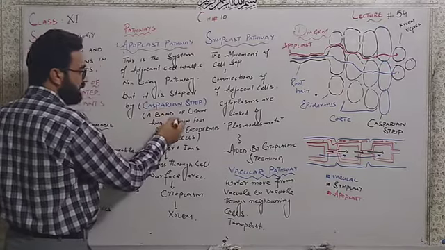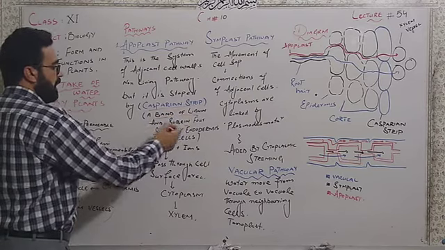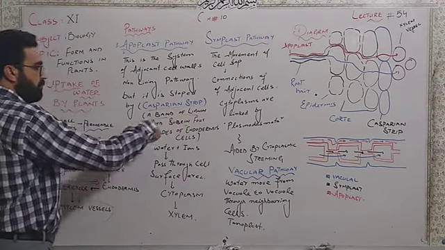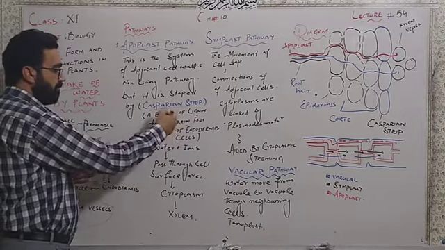Now what is the Casparian strip? It is a band of lignin and suberin which covers the cells of the endodermis on four sides.